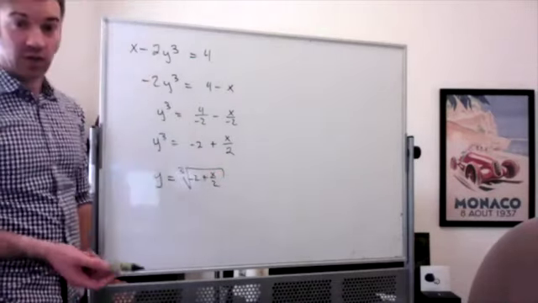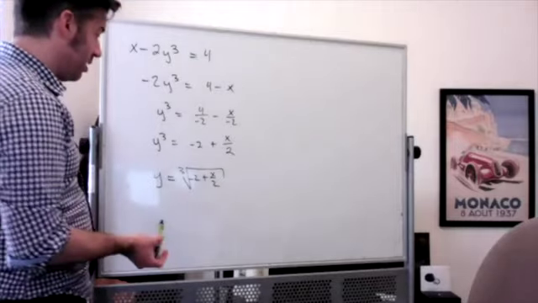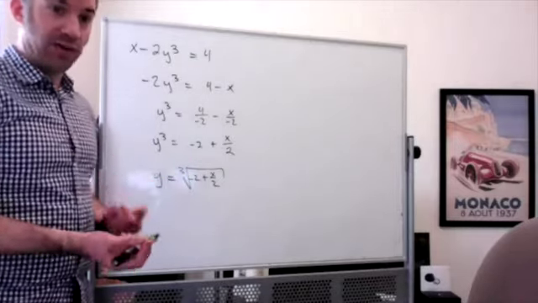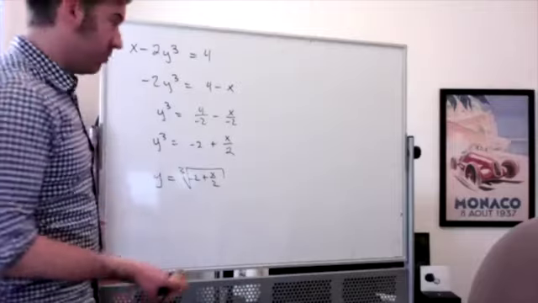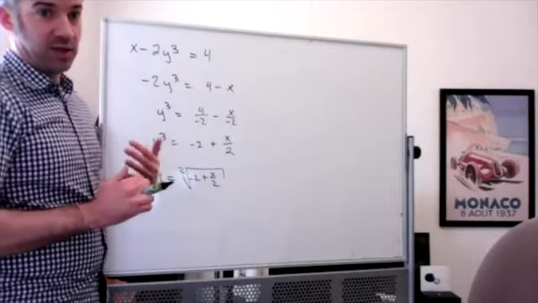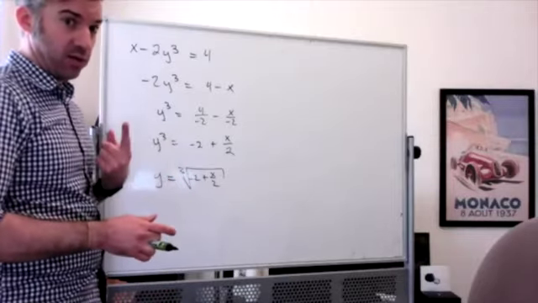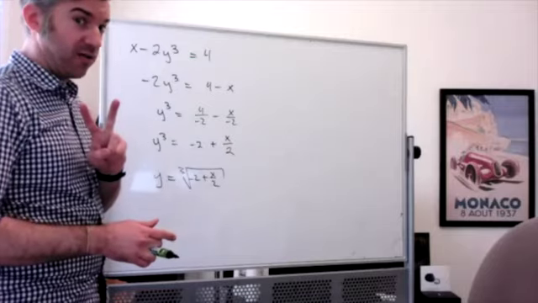So y is a function of x, because for any one x input, we get one y output, right? The thing that we're looking to make sure doesn't happen is if you put in one value for x and you get more than one value for y.